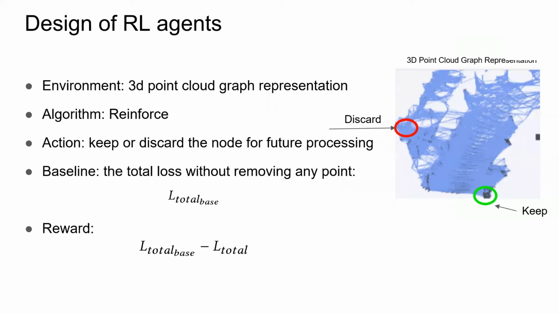After the training with the backbone network, we incorporate the RL agent to do the agent-assisted learning. Our environment here is a 3D point cloud graph representation. The algorithm here is REINFORCE. The action here is whether we keep or discard the node for feature processing. The baseline here is the total loss without removing any point. And the reward here is the difference between the baseline total loss value and the loss value after we remove some nodes from the graph representation.